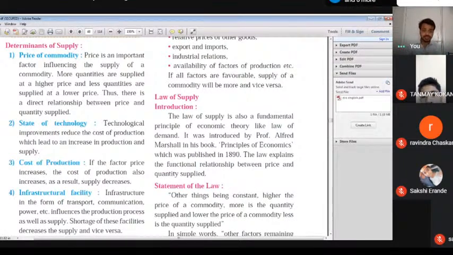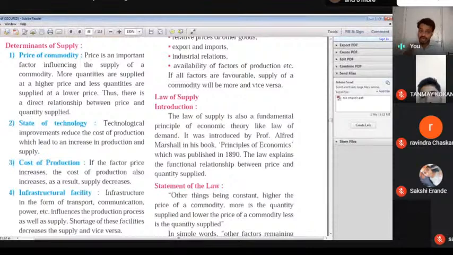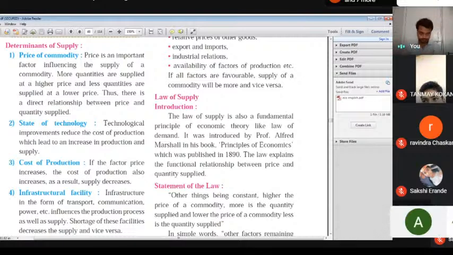When we think about onion, when the price of onion is high, lots of people demand that quantity. What is the connection between supply and price? Price is an important factor influencing the supply of a commodity.